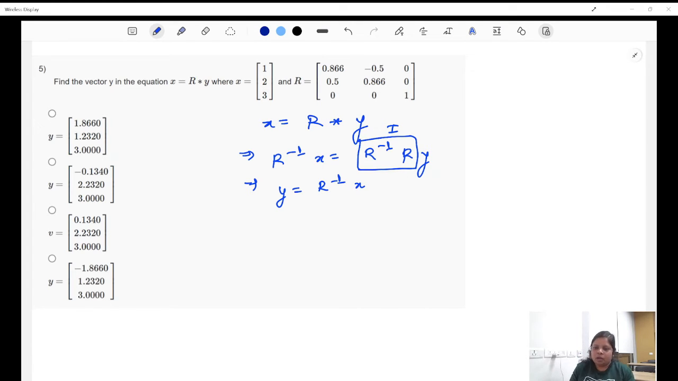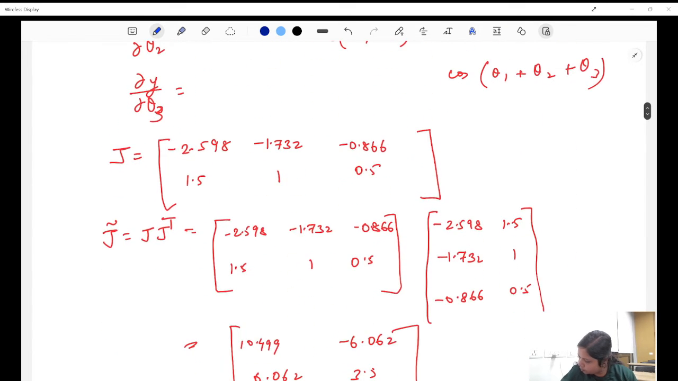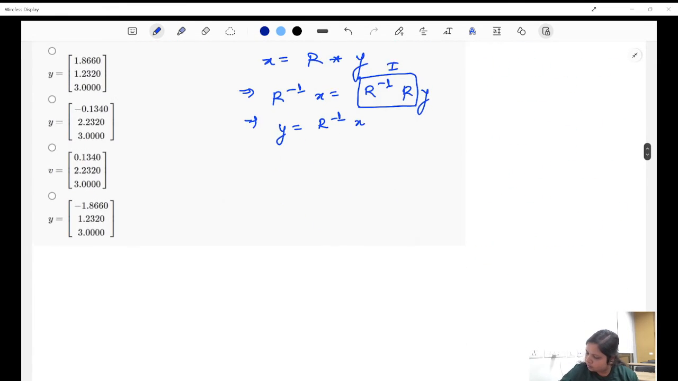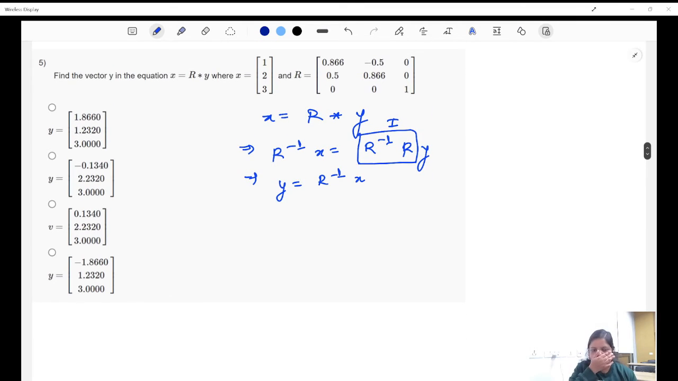Okay, what is an orthogonal matrix? Yeah, if transpose is equal to inverse. Yeah, transpose is equal to inverse. That is one of the properties of an orthogonal matrix.